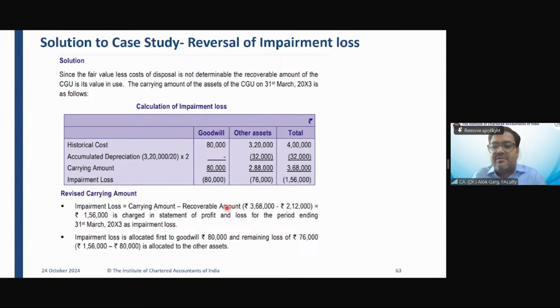Now what will the revised carrying value be? 288 minus 76, right? 2,12,000. As simple as that. It means the entire 2,12,000 is the value of the other assets as on 31st March 2003. Very good.